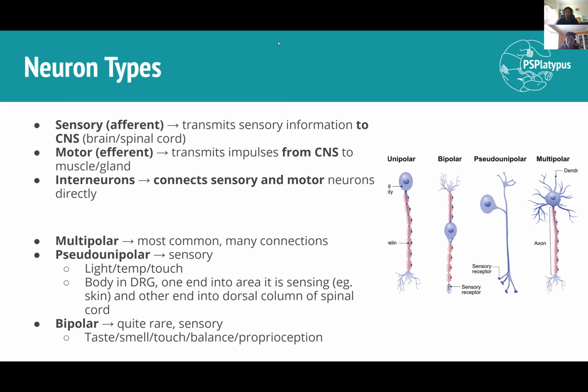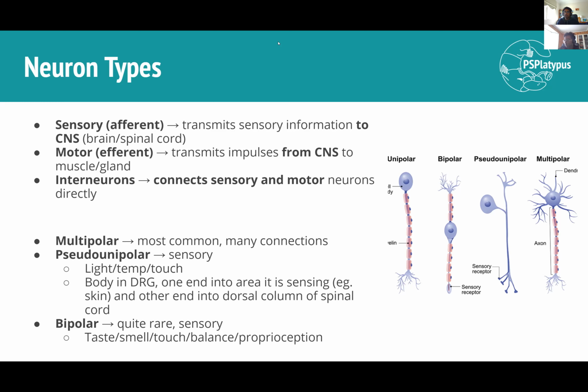Motor neurons are pretty much the exact opposite. So they take impulses from the CNS to wherever the effector region is. So when we think about the difference between those, it's both in the type of information they're carrying. In one of them, it's sending information. In the other, it's sending instructions. And also obviously in the direction that they're sending it.